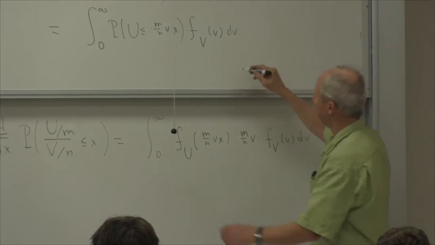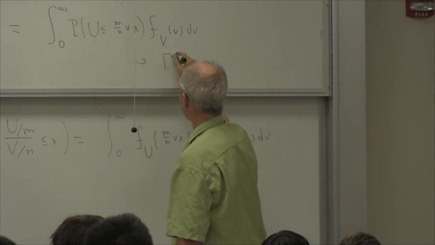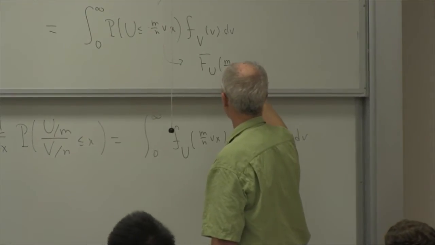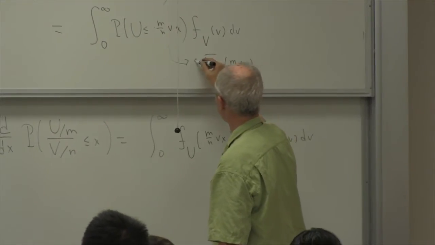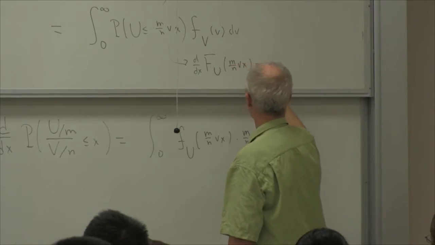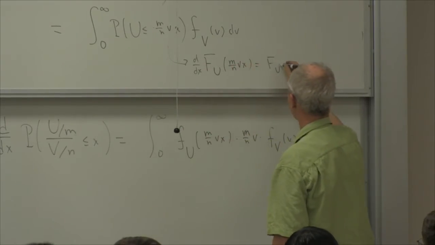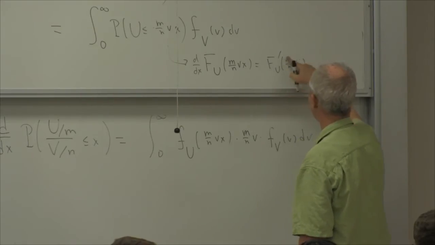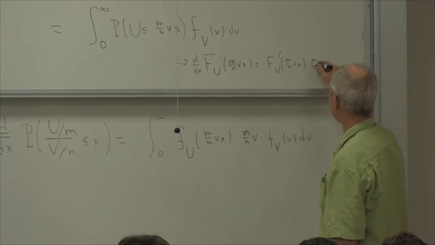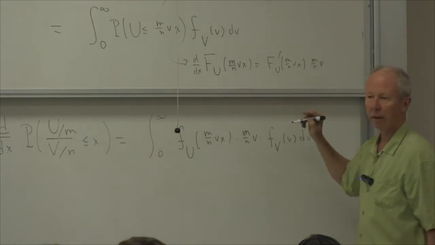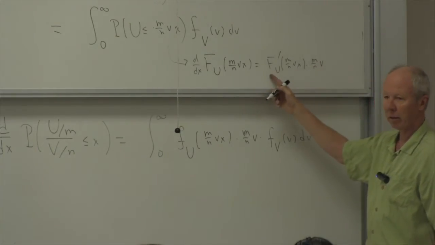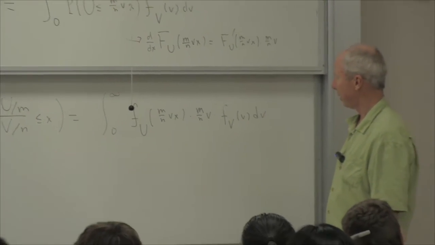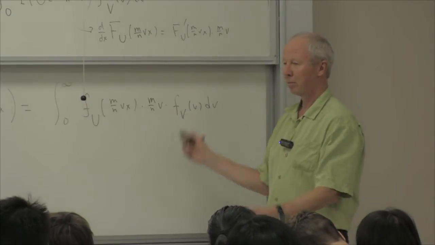Right? This is capital F sub u at m over n v x. So if we want to differentiate that with respect to x, we get capital F u prime at m over n v x times the derivative of what appeared inside with respect to x, that's m over n v. Okay? And this is the PDF now. This is little f. Okay. And then we have to integrate this from 0 to infinity.